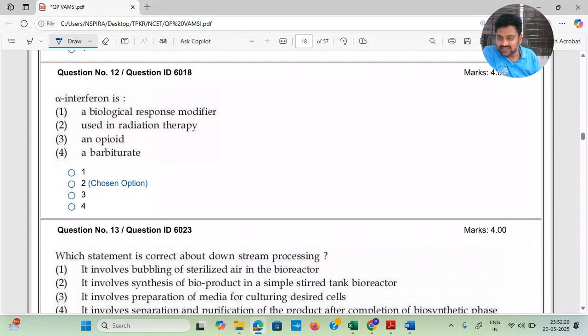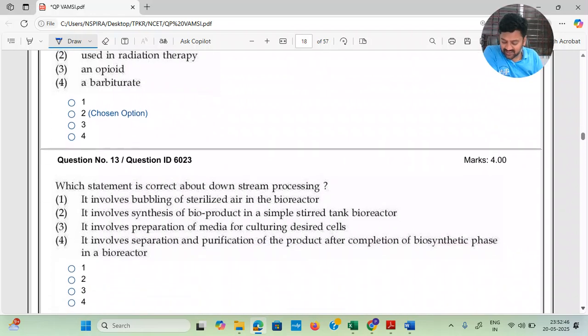Alpha interferon is a biological response modifier used in radiation therapy. So this will be a biological response modifier. Option 1 is the correct one.